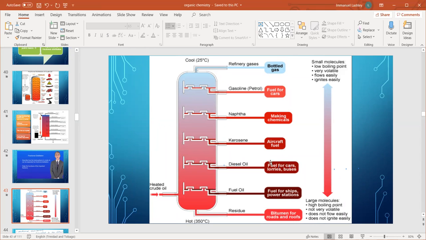Then you have diesel for cars, lorries, and buses. Then you have kerosene for aircraft. You have aircraft fuel. You have naphtha, which is used for making chemicals, gasoline or petrol, which is fuel for cars, and you have refinery gas or your cooking gas, which you use in your house.